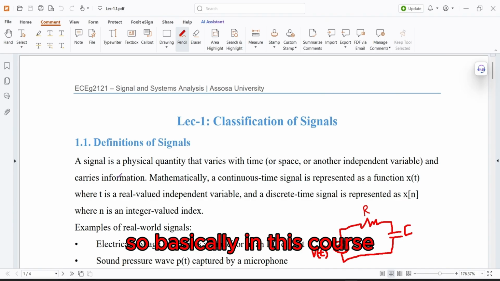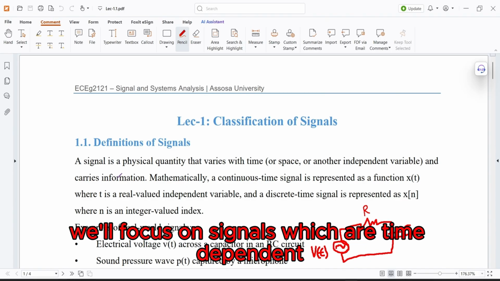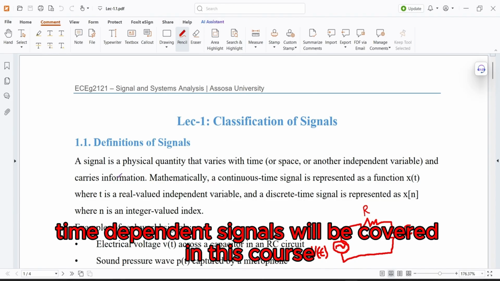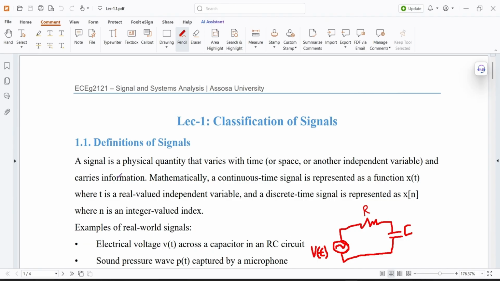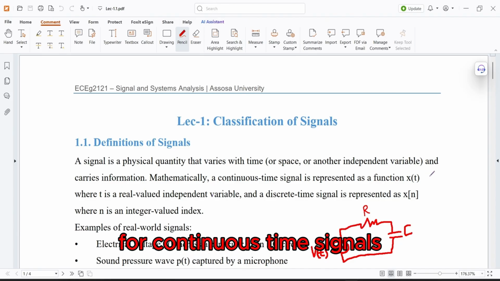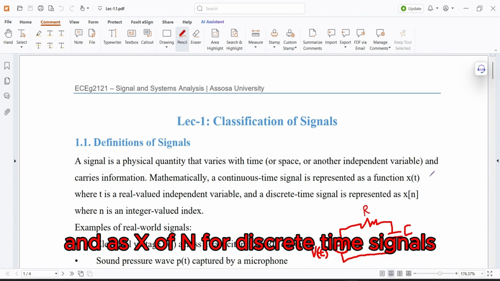Basically, in this course, we'll focus on signals which are time dependent. So time dependent signals will be covered in this course. Mathematically, we can represent signals as x of t for continuous time signals and as x of n for discrete time signals.